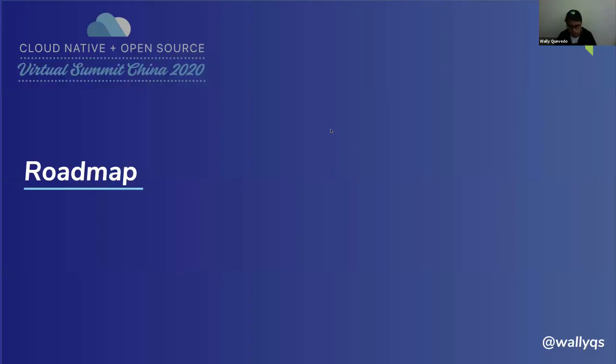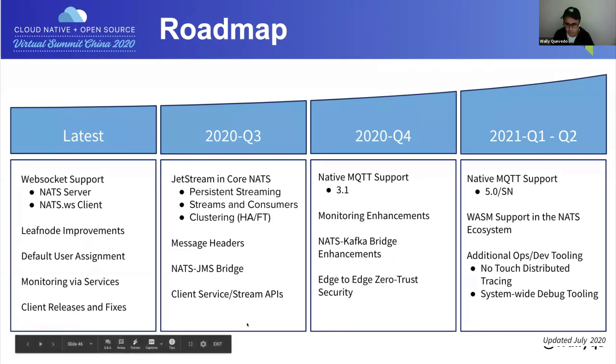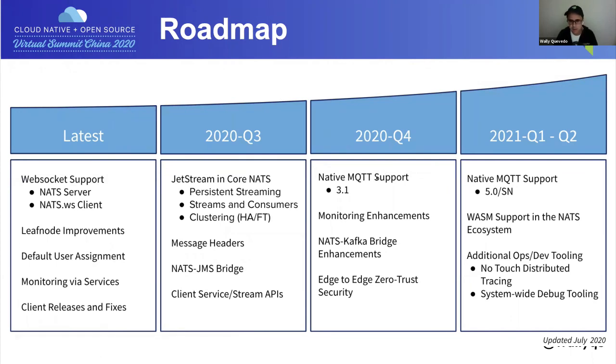But on the roadmap, there are a few things in the pipeline this year, notably JetStream, which is the reworking of NATS Streaming. Message headers, some of which has already merged in master but is still not released yet. There's new work for exposing these service and stream APIs in the client. Also incoming are MQTT support, more enhancements for monitoring, and zero trust security, and also in the future, tighter integration with WebAssembly.